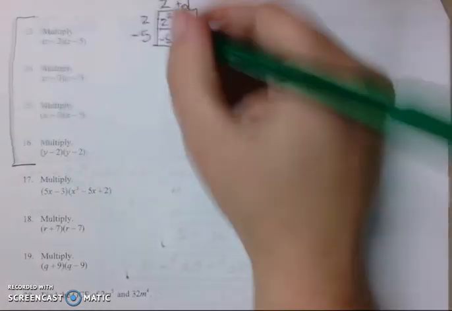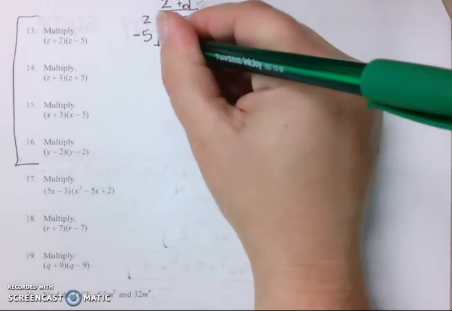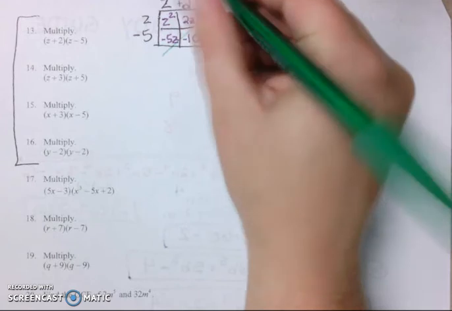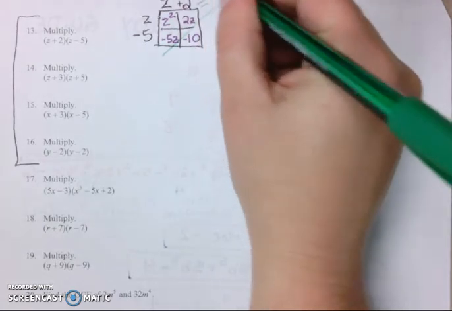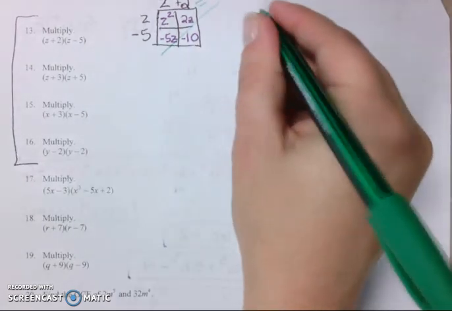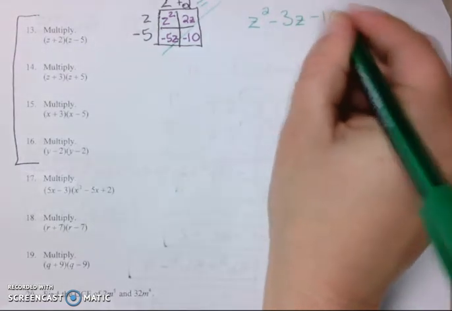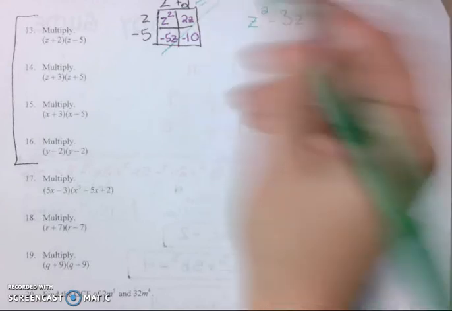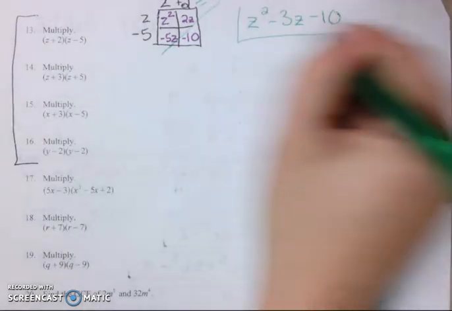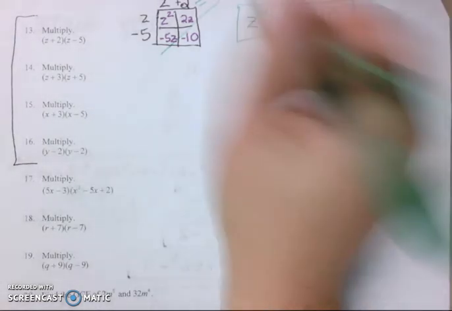Okay, like terms off the corner here. Negative 5 plus 2 is negative 3z. So my answer is z squared minus 3z minus 10. I crossed my z's, otherwise that would look like a 3 2. So that's why I crossed my z's, so we can tell they're z's and not 2's.